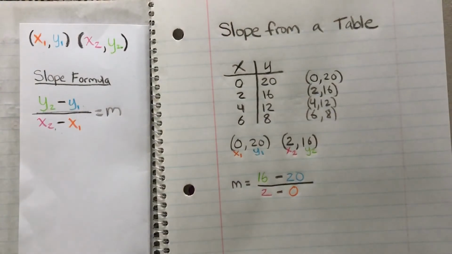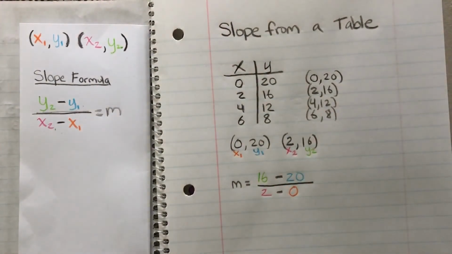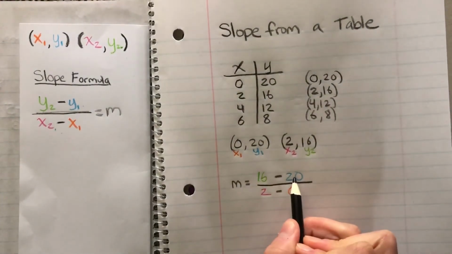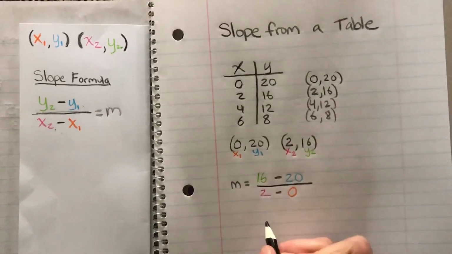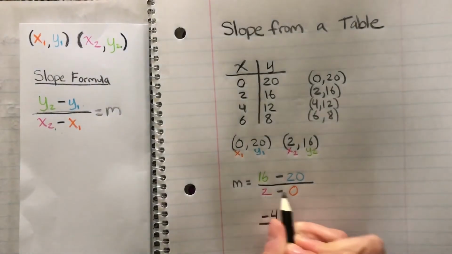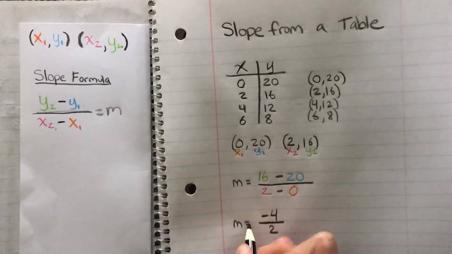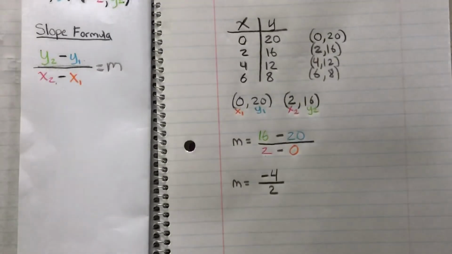And so now I don't have any negative numbers to worry about. I have subtraction to deal with. So I'm going to take care of the top first. 16 minus 20. It's actually, you have a greater debt than you have positive numbers. So 16 minus 20 is negative 4. And 2 minus 0 is 2. And again, this is being represented by m, right? Because our slope is m.